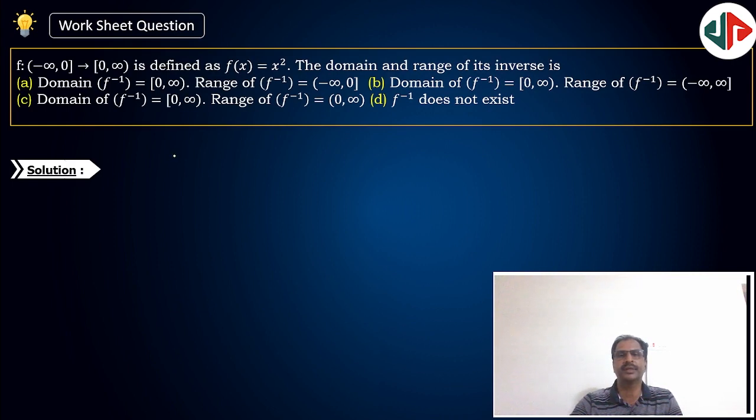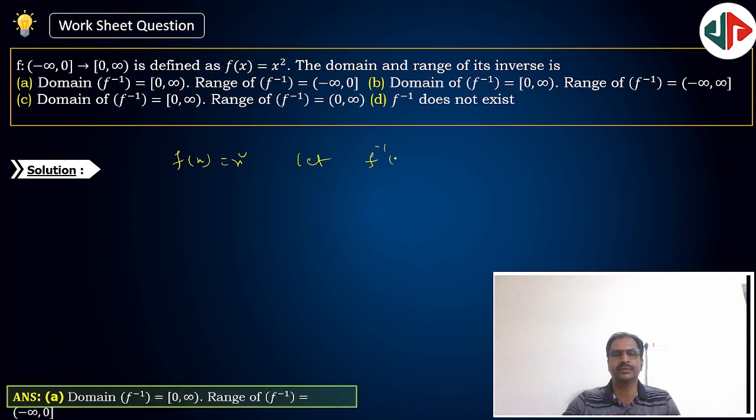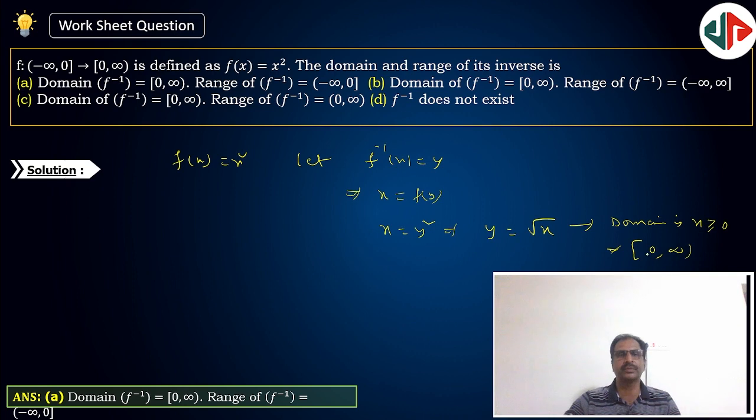Next we have to find the domain and range of the inverse of x square. f of x is x square. Let f inverse x equal y. Therefore x is f of y. f of y is y square, which implies y is equal to root x. Now you have to find the domain of this. What is the domain of root x? Domain is x greater than or equal to 0, which means 0 to infinity. It is the domain of f inverse x.